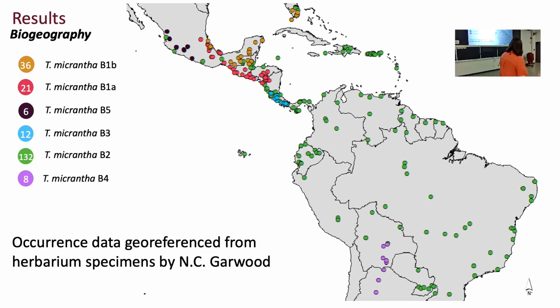So now for some results again. So this is the distribution of the lineages that I mentioned earlier in the phylogenetic analyses. And we can see that there is some overlap, some geographic overlap between these lineages, but there is also some that are geographically distinct.